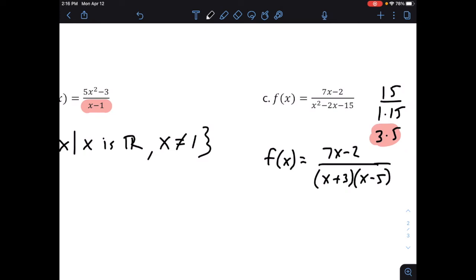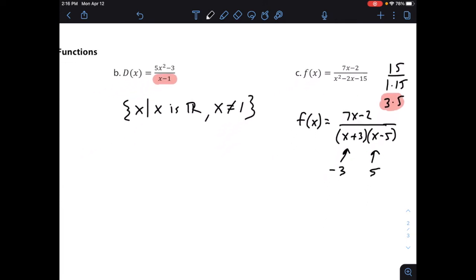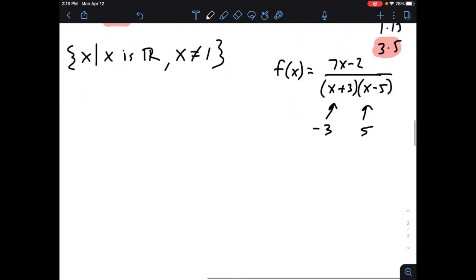And for my domain, I need to exclude those two numbers because those are the two numbers that will make the denominator equal to 0. So if I look at the first one, I know that I can't plug a -3 in there, and this one, I can't plug a +5 in there. So those are the two numbers that I need to exclude now from my domain.